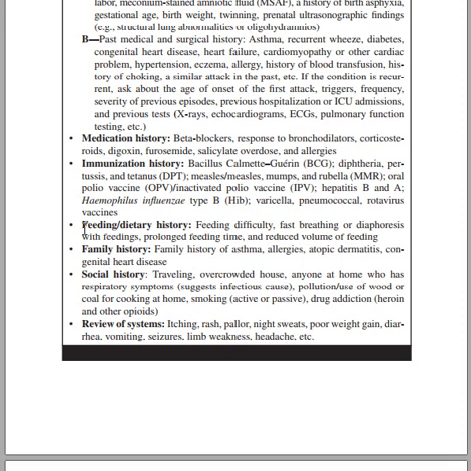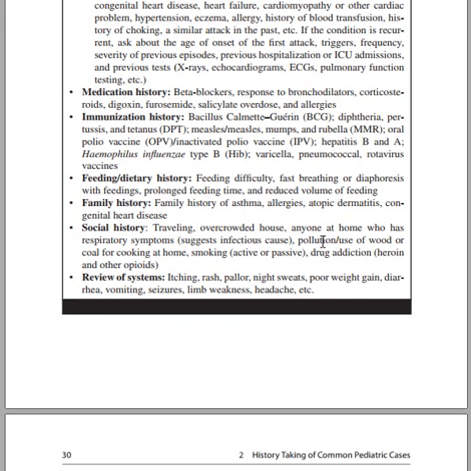The next thing is the feeding and the dietary history. So feeding difficulty: does the child have feeding difficulty, fast breathing, diaphoresis when feeding? You have some neonates who, when they feed, that's the time that they have respiratory difficulty. So if you have a dyspnea which is associated with feeding in a neonate, you have to think of a tracheoesophageal fistula. You have prolonged feeding time, reduced volume of feeding. You can think of tracheoesophageal fistula, that's a congenital abnormality.